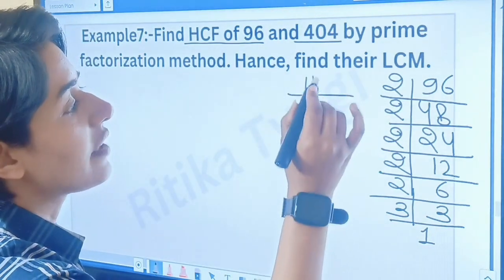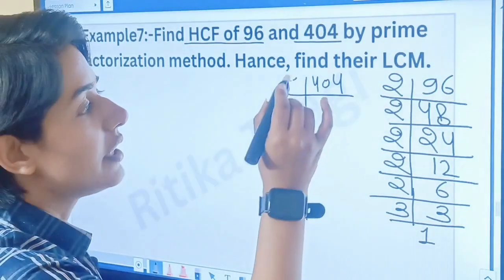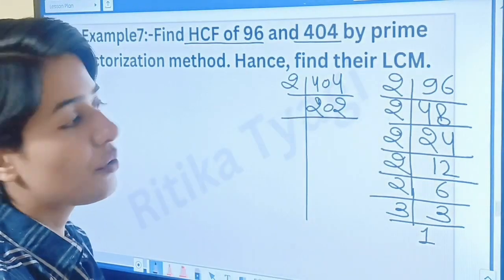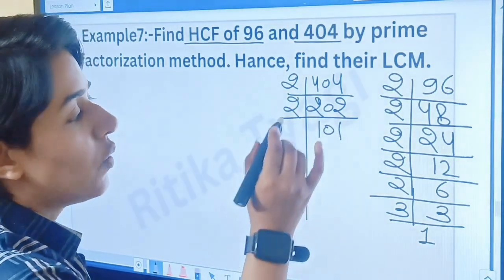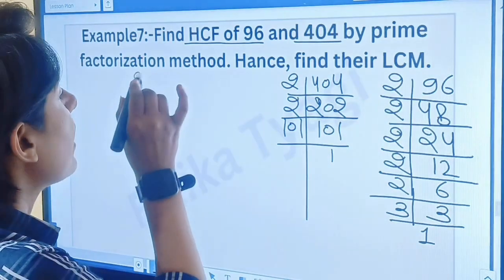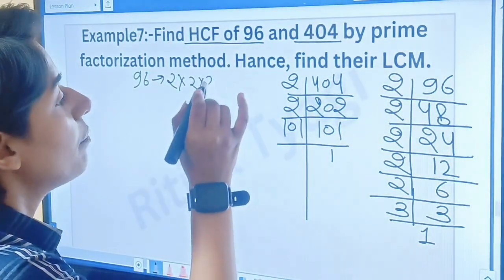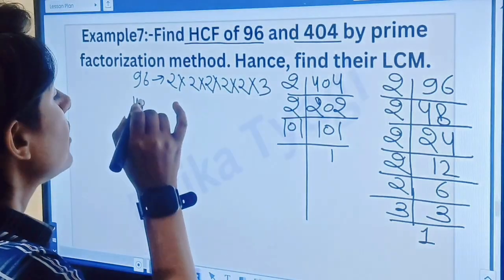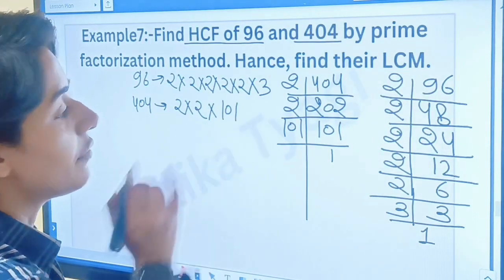Now we have to factorize 404. 404 is an even number. Divisible by 2 we get 202. Now 202 is also an even number. Divisible by 2 we get 101. 101 is a prime number, divisible by itself. Now factors for 96: 2 multiply 2 multiply 2 multiply 2 multiply 2 and multiply 3. Factors for 404: 2 multiply 2 multiply 101.